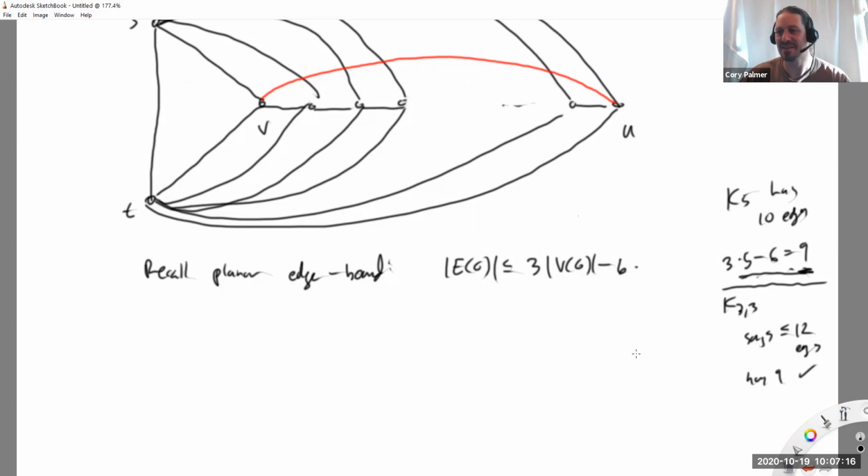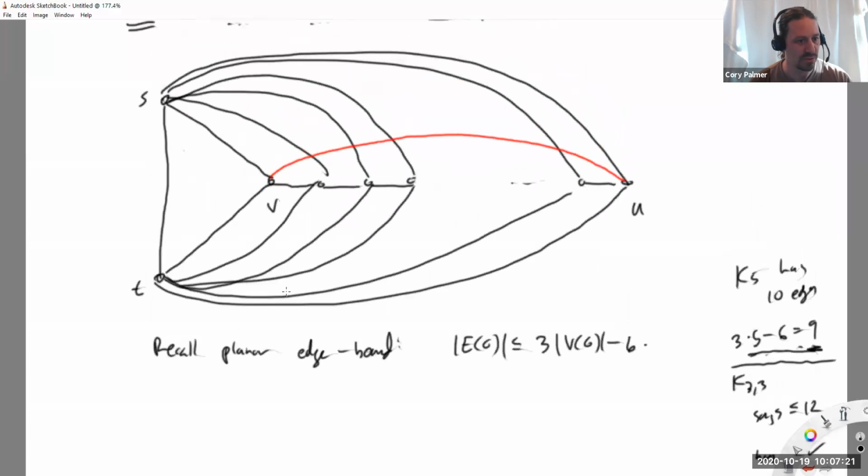It does not violate this, but it is not planar, right? But this graph up here, we can check real quick, does violate the edge bound and therefore cannot be planar. So this drawing here is reasonable. Somehow I have to have a crossing. Let's just double check real quick.